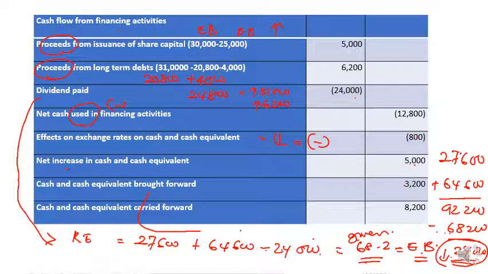So 27,600 plus 64,600, and then minus. Okay, 64,600 plus 27.6, so you're going to have 92.2 minus 24. So what you have here is equal to 98.2. So 98.2 compare with the ending balance.